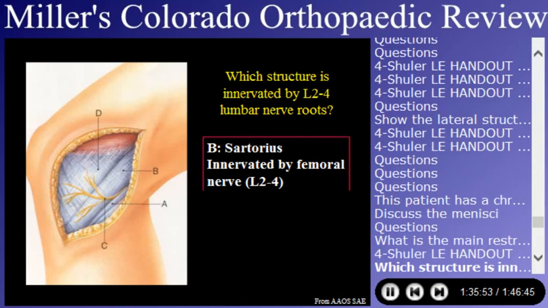Who's got this one? Sartorius. Well, then the question is why not A? That's a gracilis, right? One of the things I actually had to look up, prior to this, is that gracilis is innervated by the femoral nerve, but L2 to L3. It doesn't have L4. Just a nitpicking question.